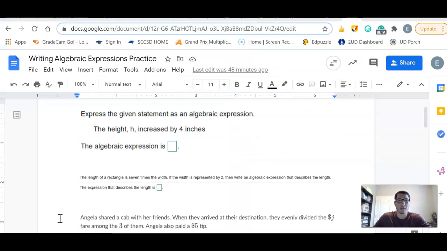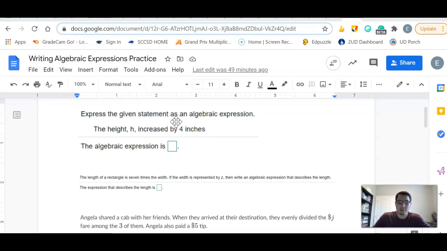Let's start with 1-3 writing expressions practice here. This is not in your guided notes, so please use something on your loose piece of paper, your notebook, and pencil. I do not want you to use a whiteboard for this, so please use paper and pencil. All right, let's start with the first one here. We'll do this one together.